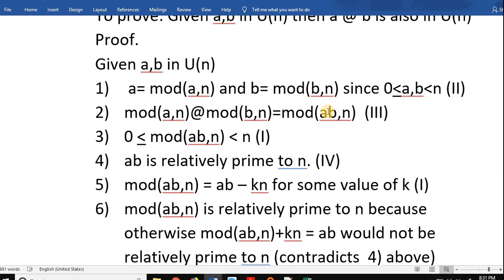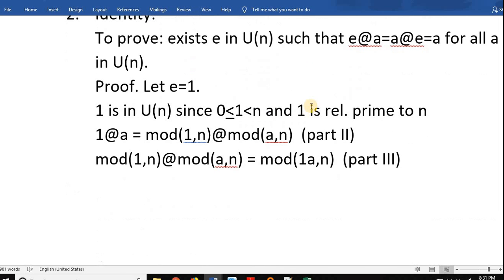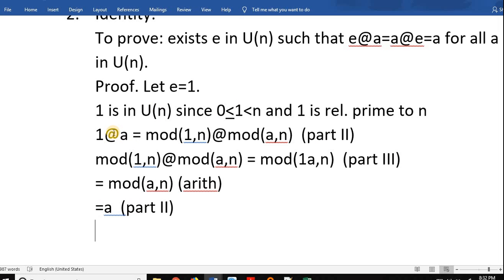This AB is conventional multiplication. But 1A is just A. So this is equal to mod AN, and that's equal to A. This is also by ordinary arithmetic, and then this is by part 2, because I know that A is equal to mod AN. So this is by part 2. So in summary, I've shown that 1 at A equals A.